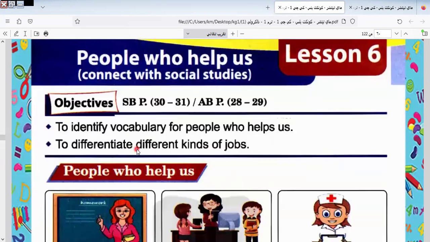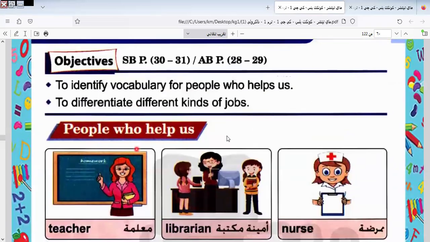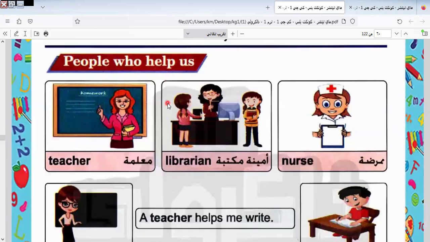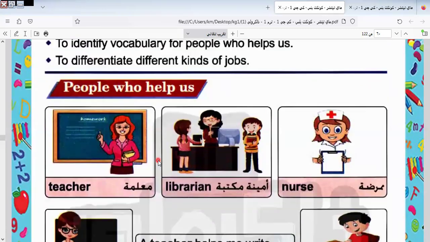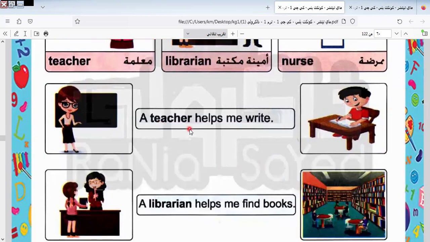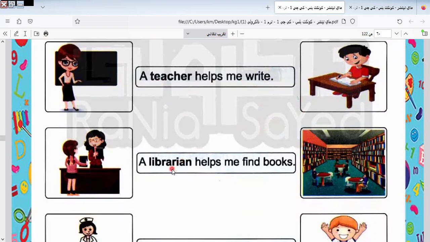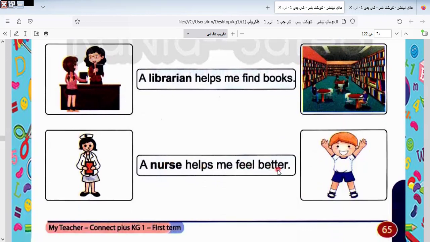Here I will give a brief in this part, and next class I will continue. There is lesson 6, People who help us. These are the people that have jobs that help us in our society, service jobs, like teacher, librarian, nurse. A teacher helps me write. A librarian helps me find books. There is a librarian in the library. A nurse helps me feel better.